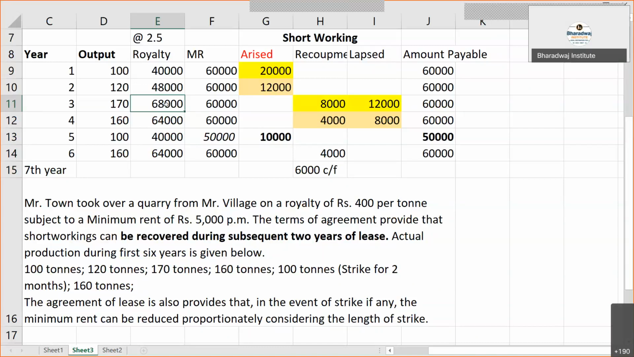If you have a huge surplus in the third year itself, you need not wait for the fourth year. In the third year itself, we can recover everything. We will have such problems also, like in the third question or fourth question.